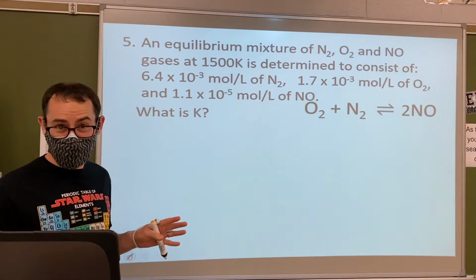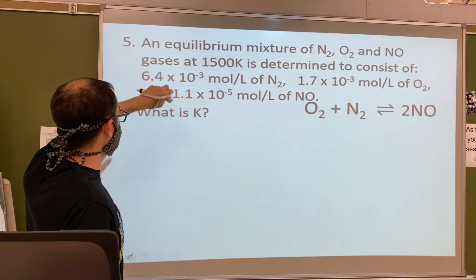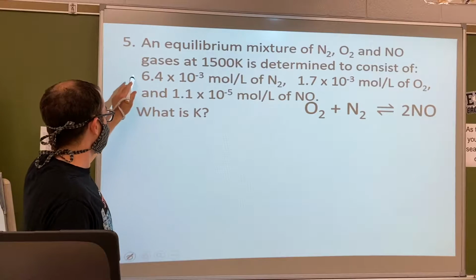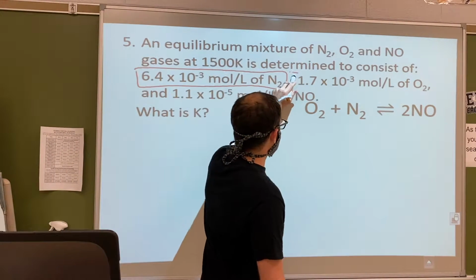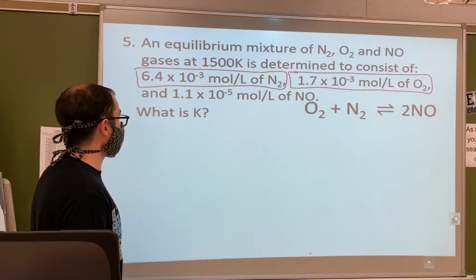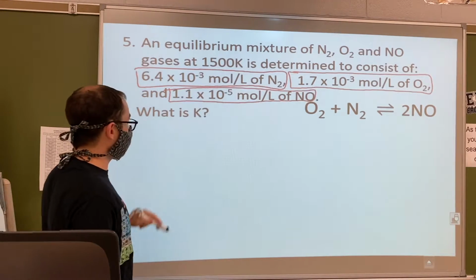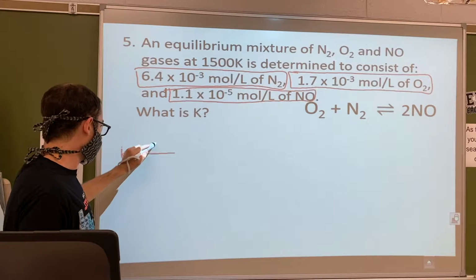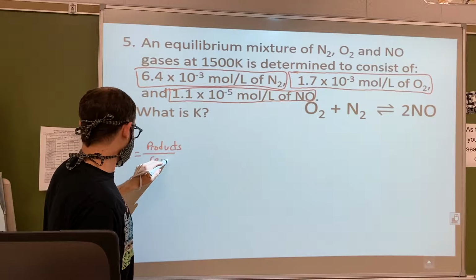Okay, so problem. We have an equilibrium mixture of N2, O2, and NO gases at 1500 Kelvin, which is determined to consist of 1.7 times 10 to the negative third moles per liter of oxygen, and 1.1 moles per liter of NO. What is K? All right, so K is products over reactants.